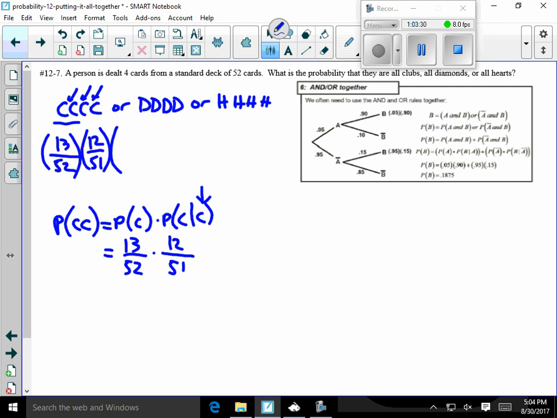This is going to be the probability of getting a club again, given that the first two were clubs, and the probability of getting another one that's a club, given that the other 3 were clubs. So we were going to drop that by 1 each time.